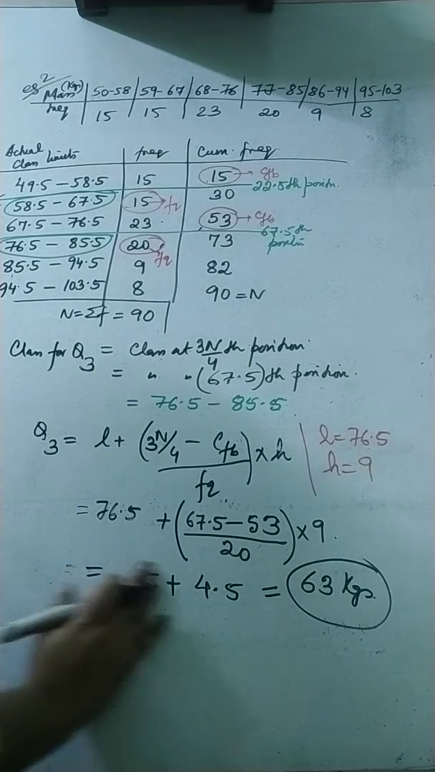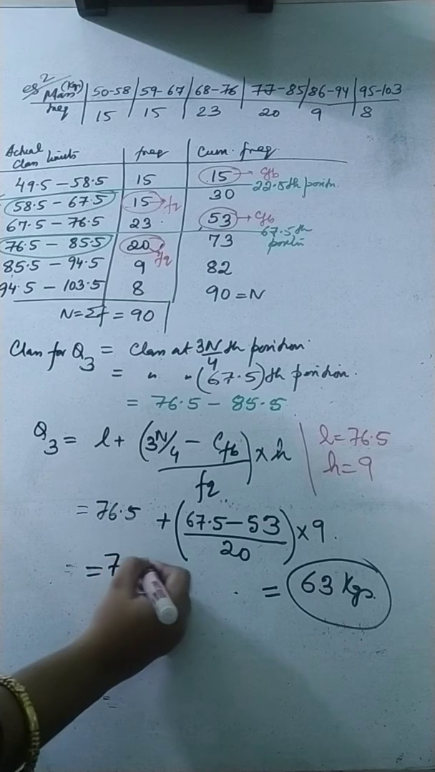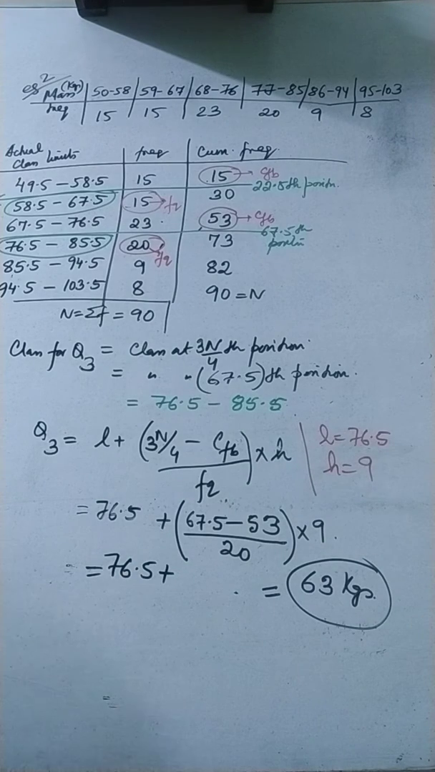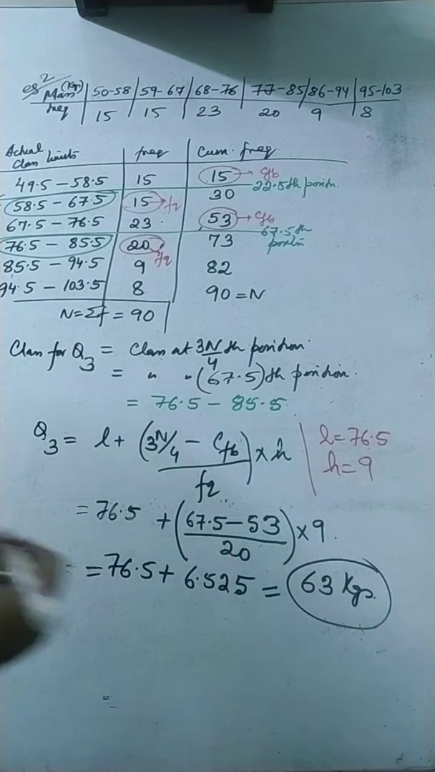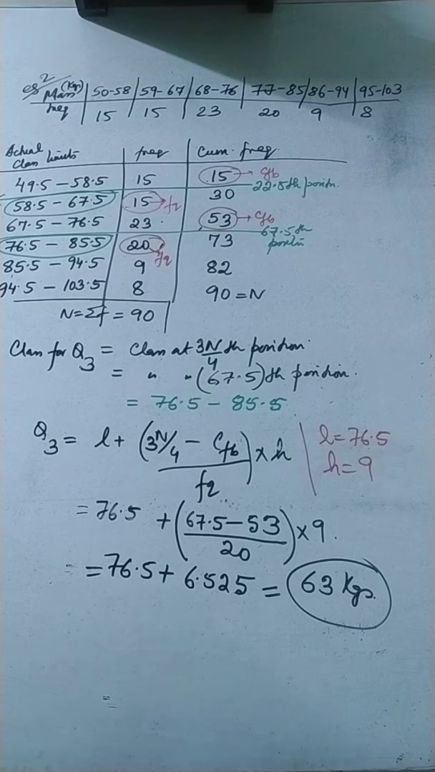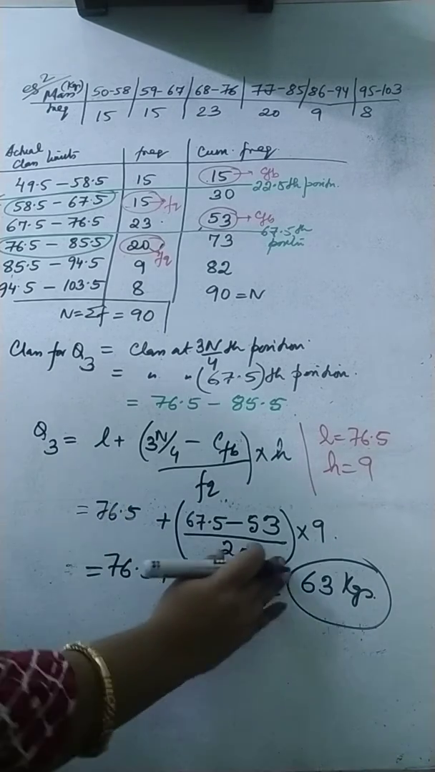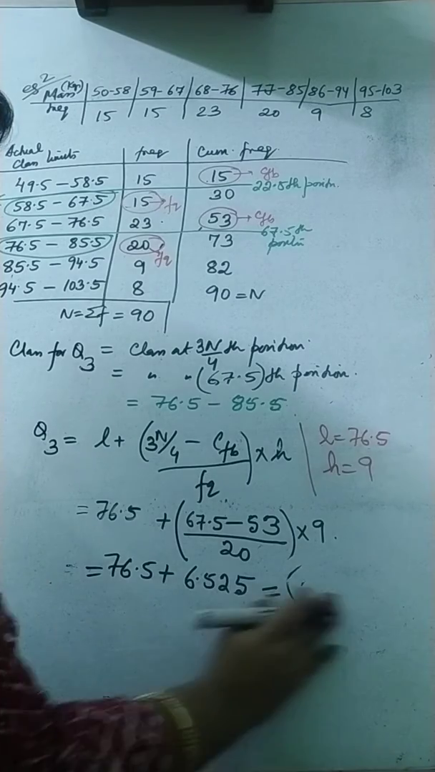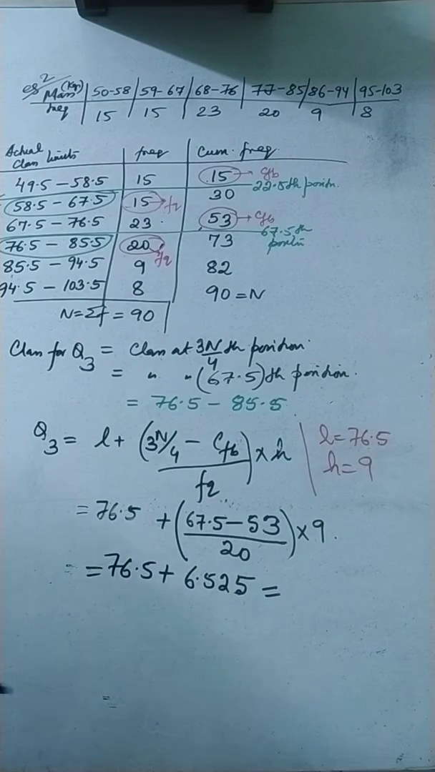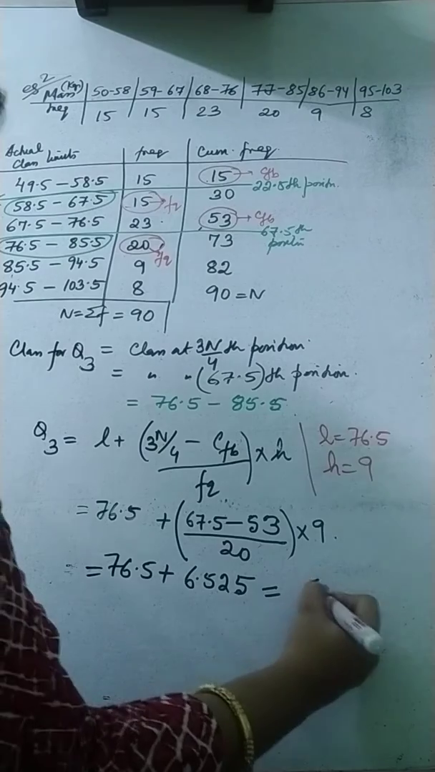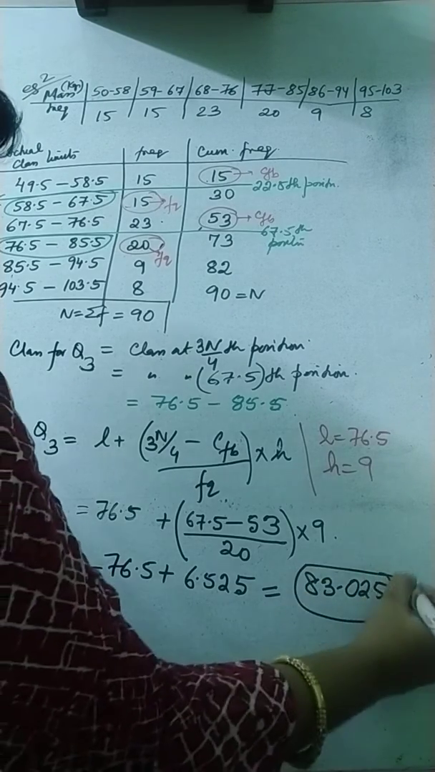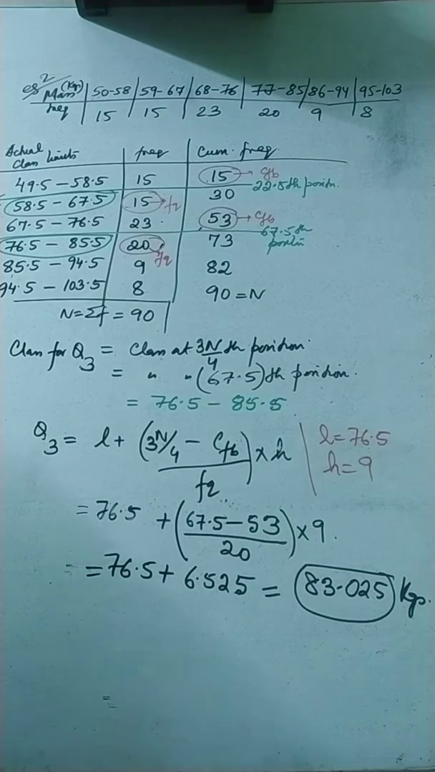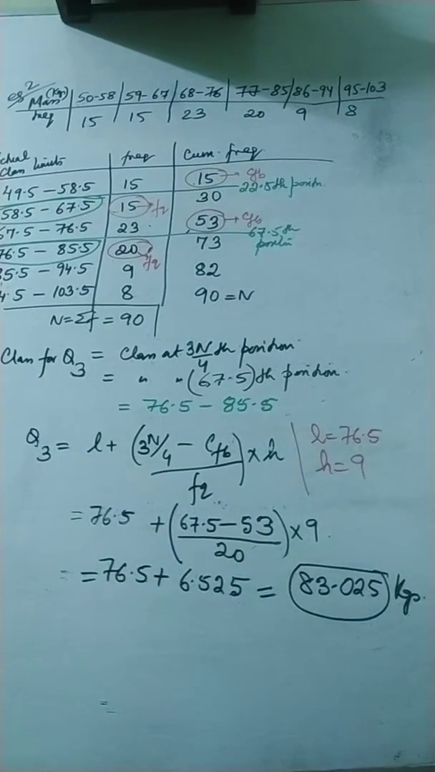So this gives us 76.5 plus. How much is this? I have it already. 6.525. Calculation you can do easily. So this is coming to, okay, this was Q1 63. So now this is coming to 83.025 kgs. So this is your Q3.